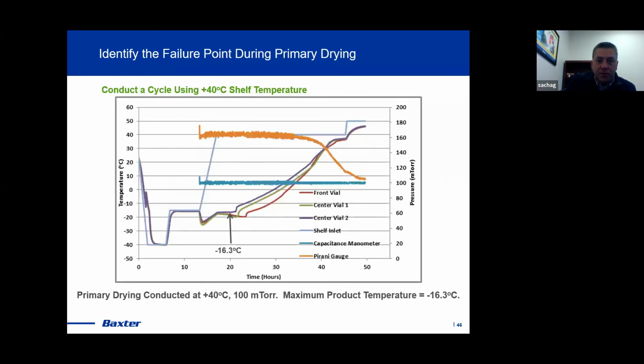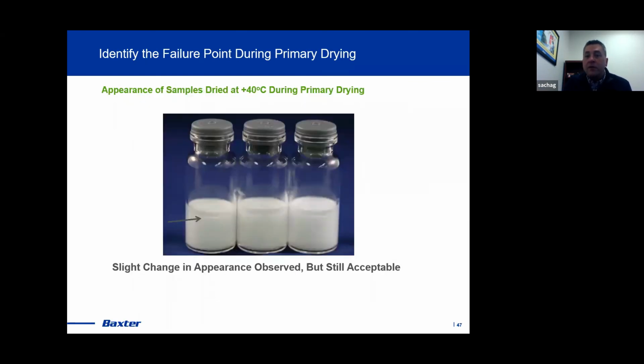So I'm going to jump to this one. This formulation is formulated with mannitol and sucrose. And this is just an example of how stable it is during drying. The entire freeze drying cycle was conducted at 40 degrees C. Never did come close to the failure point, and the samples still looked presentable. A slight change, but that's just kind of creeping away from the wall. They were still perfectly acceptable.